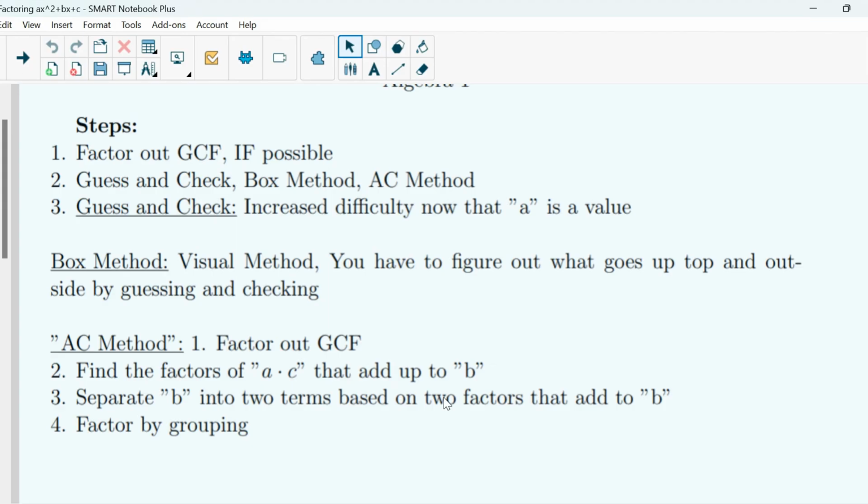Okay, so using the AC method, we are going to take A times C, same thing we did. So our A times C value has to add up to our B value. Once you do that, we are going to separate our polynomial, or our B value, into two terms, and then we are going to factor by grouping. The other method that I'm going to show you is the Holland method, and we'll do that with our second example. I'll explain that once I get to it.